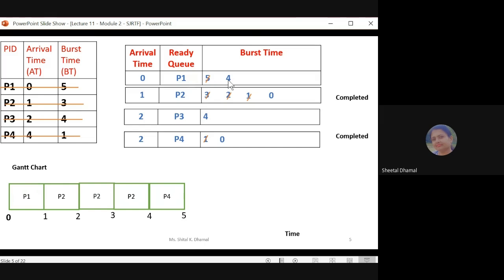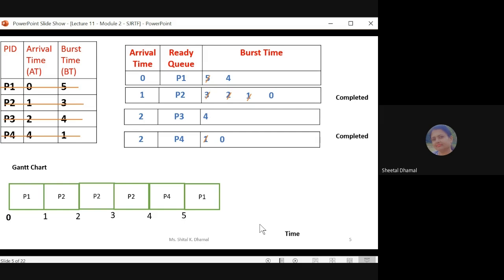P1's remaining burst time is 4 time units and P3's burst time is also 4 time units. So if the burst time is the same, you have to select the process on a first come first serve basis. So I will assign the CPU to the process P1. Yes, by using first come first serve, or by using the arrival time, you will select the process if their burst time is the same. So in that case, I will select the process P1.